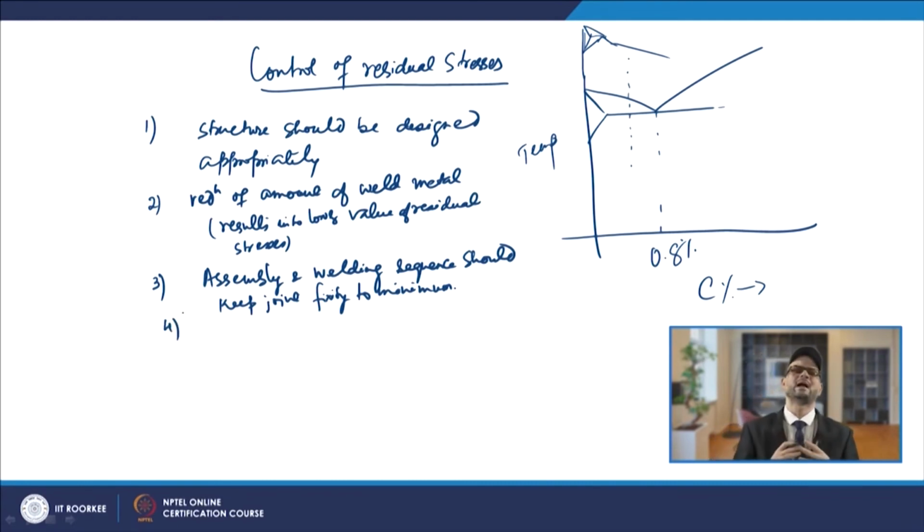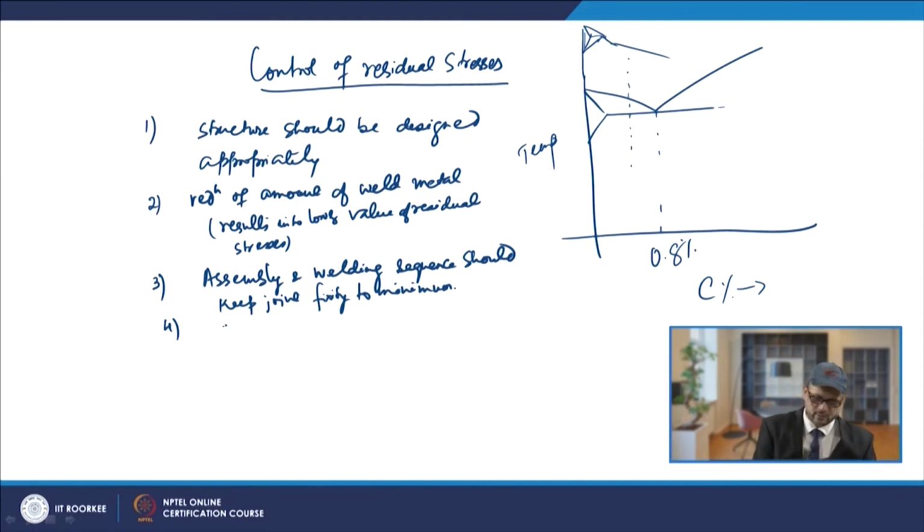Then you have different types of welding sequences, like if you have a long butt joint. Various welding sequences are there, like back step welding, then you have built up, cascade and so on. These are basically used to reduce the residual stresses.